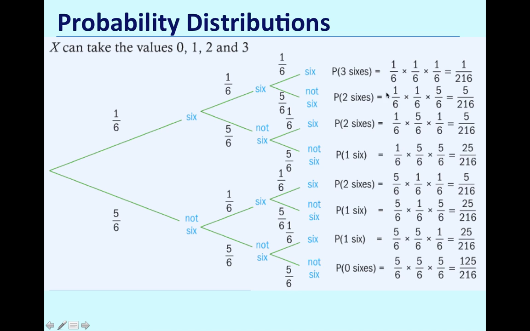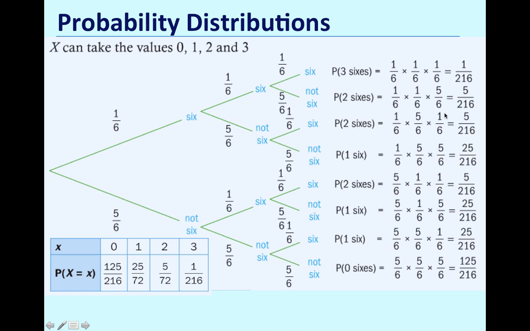There are going to be a number of different ways you can get 2 sixes. So I could have 6 6 not 6, or I could have 6 not 6 6, etc., or not 6 6 6. Similarly, there are going to be a few ways I could get 1 six. And then here, no sixes is going to be 5 over 6 multiplied by 5 over 6 multiplied by 5 over 6. So if we look at all these different probabilities, we can represent them in a table, which is essentially our probability distribution for this function.